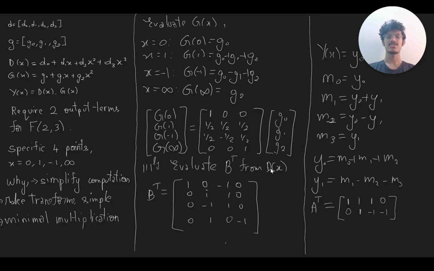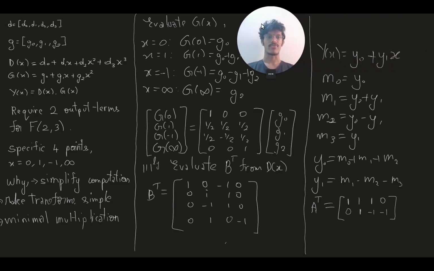Similarly, we can evaluate B transpose by computing D of x at these specific locations, and then computing the matrix values just like this by listing down their coefficients and taking the transpose of that, and then we'll get the output value, which will be the B transpose.